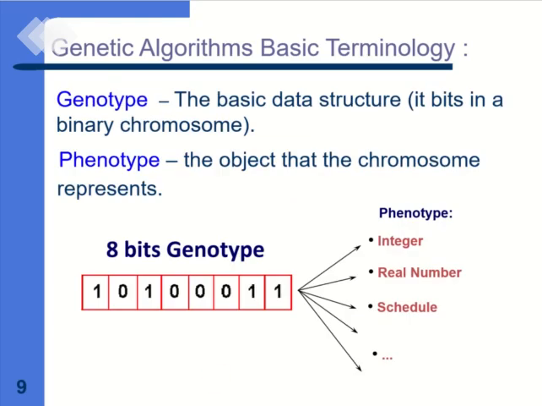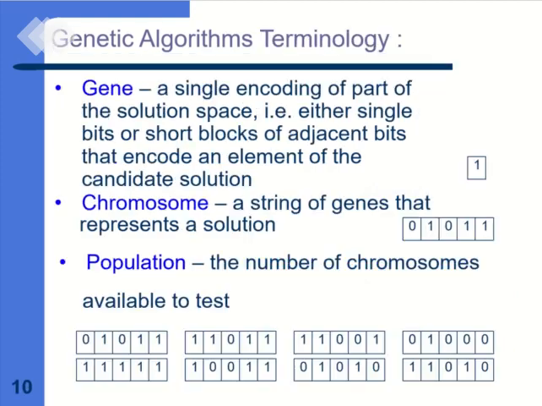Other terms that we need to know are the genotype and the phenotype. The genotype is the basic data structure, bits in binary in the chromosome, as we can see here. This is the genotype, and the phenotype can be represented in any type, like integer or real number, as we will see in this presentation. The gene is a single encoding of part of the solution space, either single bits or a short block of adjacent bits. As we can see here, it is only one block. The chromosome is a string of genes that represents a solution. The population is the number of chromosomes available to test.